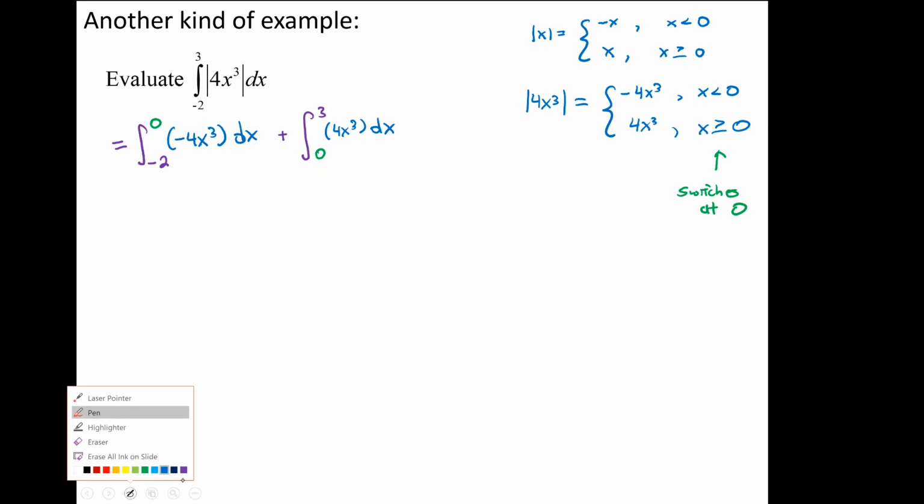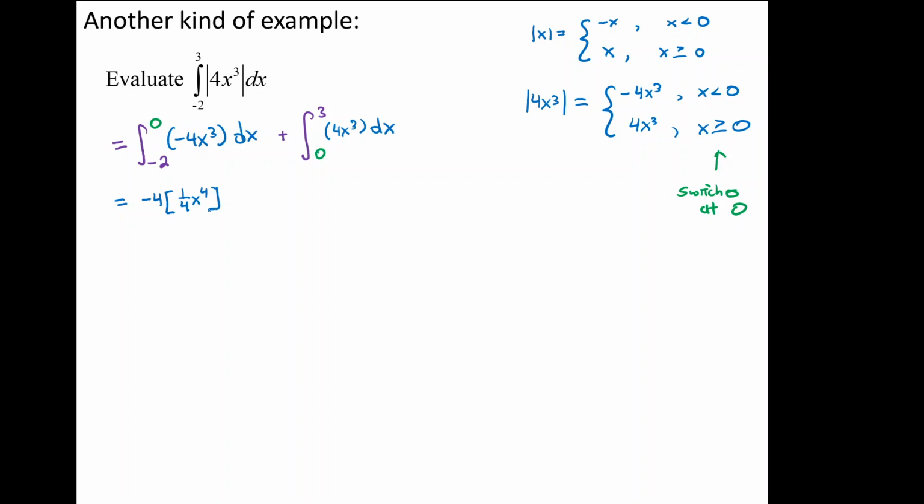You can simplify. Well, actually, you can integrate. The antiderivative of 4x cubed is x to the power of 4. I'll do it in steps. We have -4 outside, 1/4 x to the 4. Power goes up by 1, we divide by the new power. That's evaluated from -2 to 0. Plus, same thing happens here. The 4 outside. We have the antiderivative of x to the 3, which is 1/4 x to the 4, evaluated from 0 to 3.